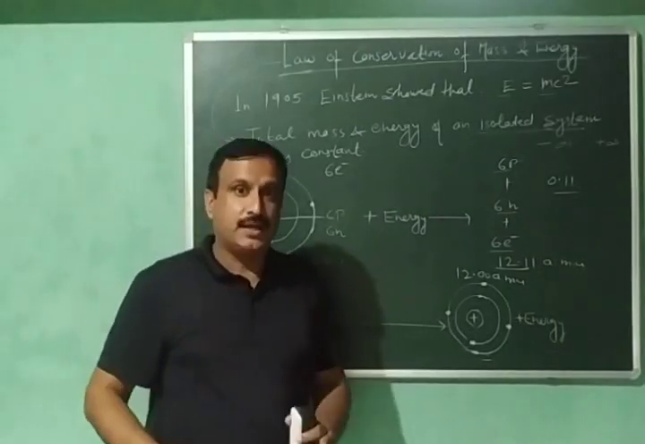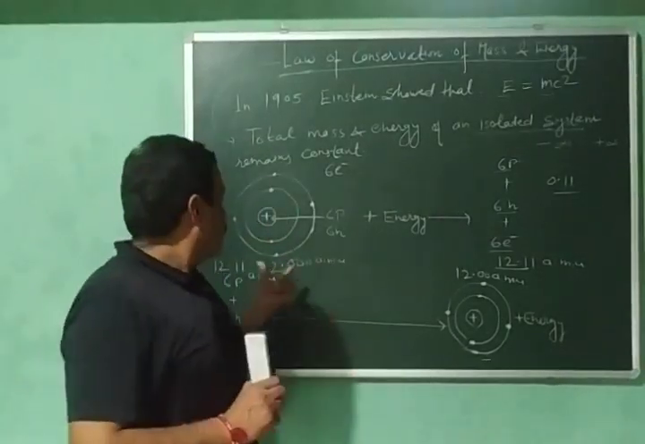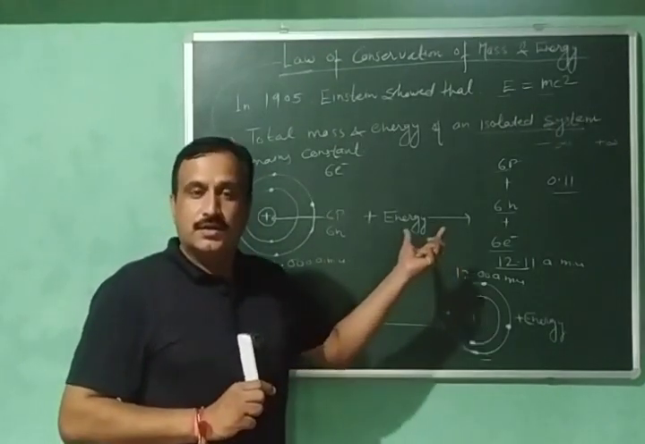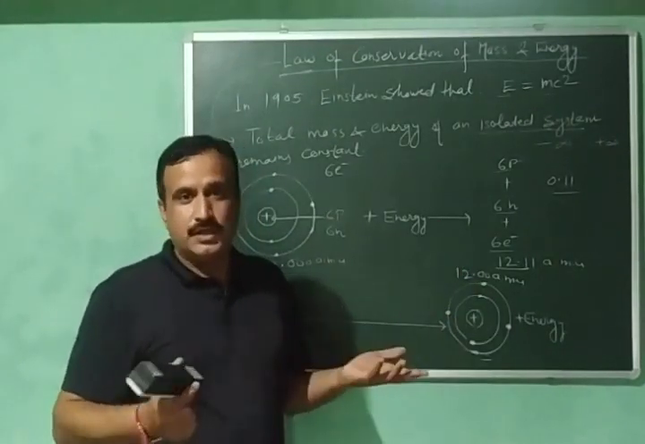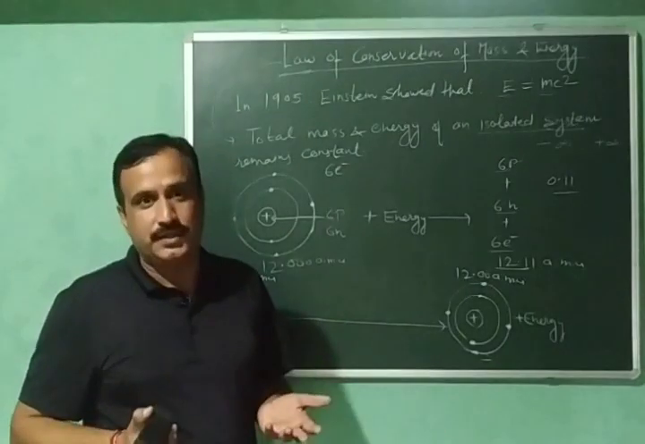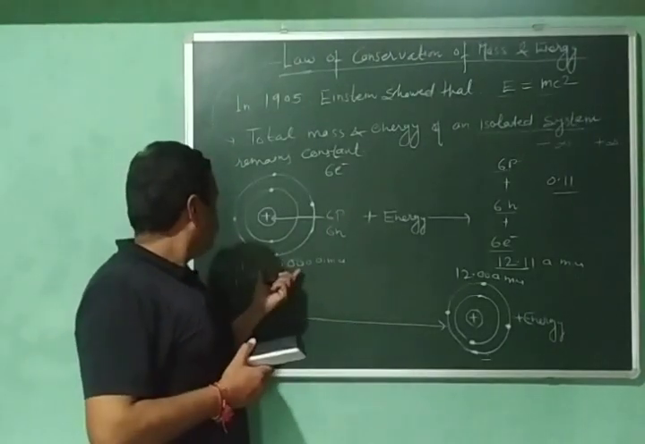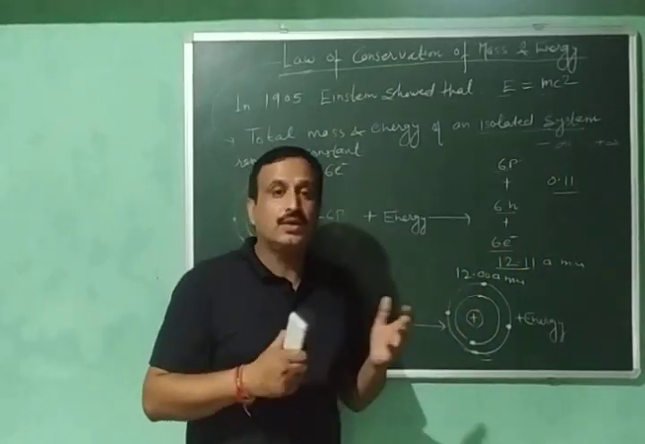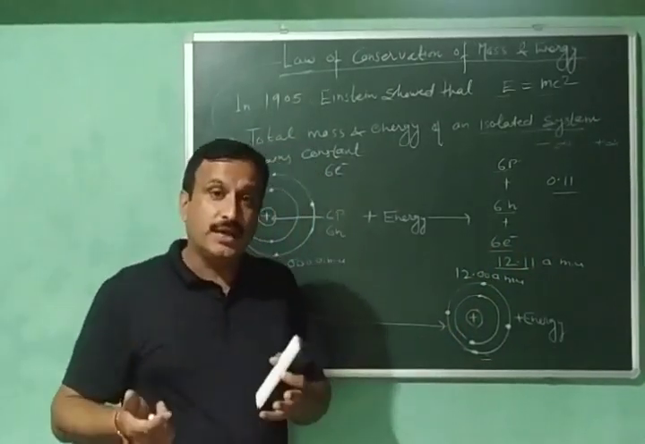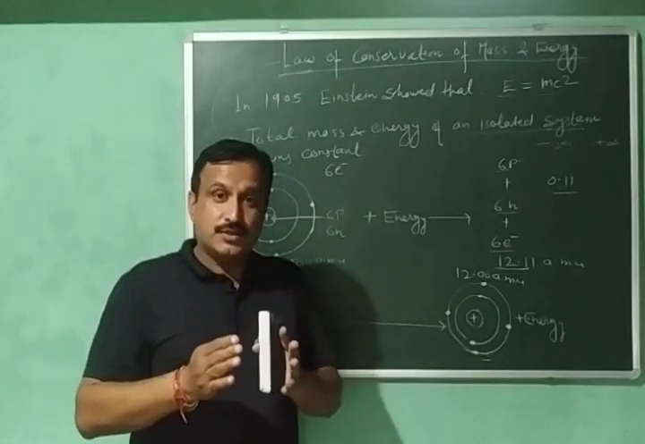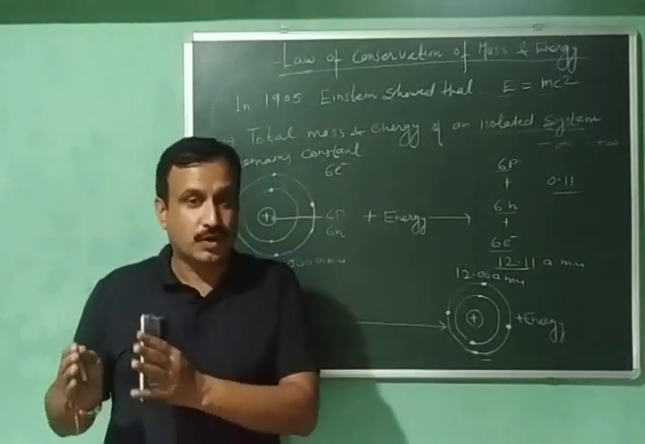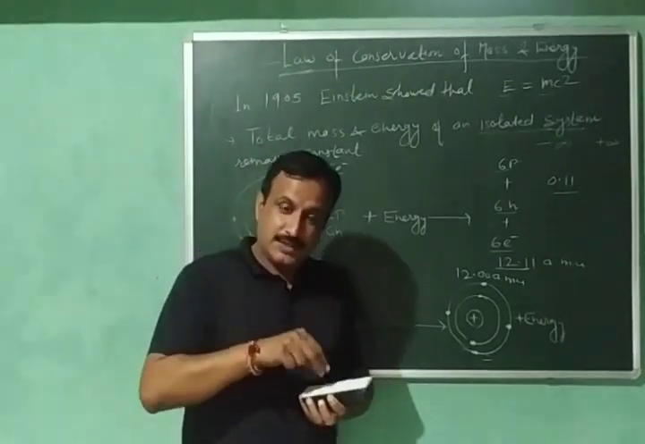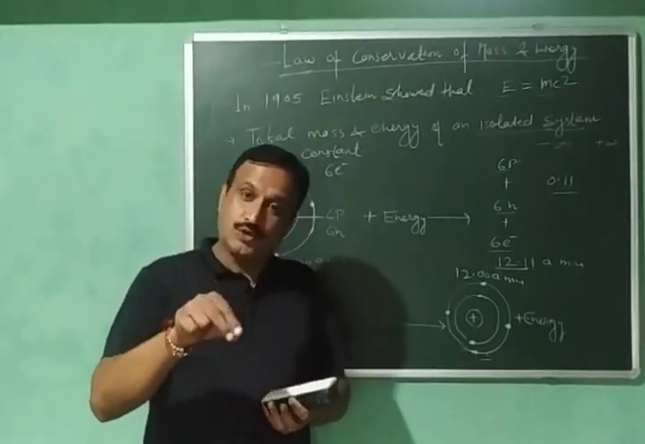So at first sight it seems that the law of conservation of mass is not valid here, because the mass is different on both sides. On this side we have 12 AMU and here we have 12.11 AMU. So what does it mean? It means that mass is not constant or conserved, but this is not the case. Here mass is also conserved and energy is also conserved.